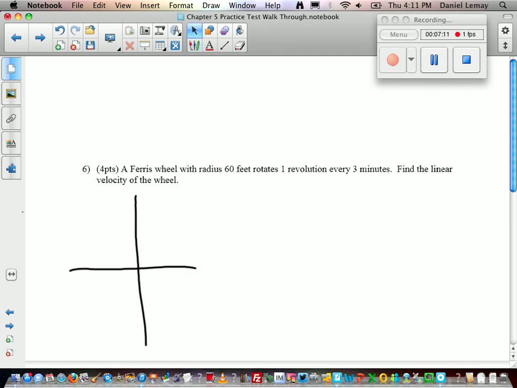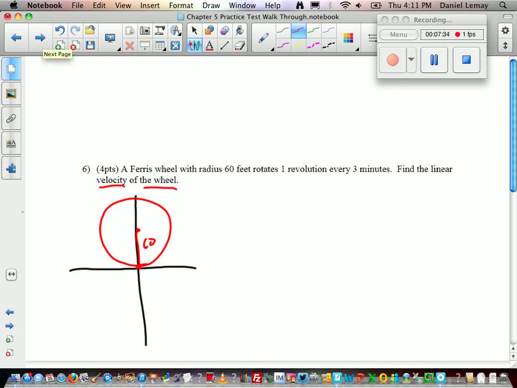Okay, here's a Ferris wheel. It has a radius of 60 feet. So I'm guessing they're telling me that the Ferris wheel looks like this. It has a radius of 60 feet. It turns 1 revolution every 3 minutes. So we want to find the linear velocity. So this is like that problem with the CD that we did out of the book. So let's see. We know 1 rev in 3 minutes.